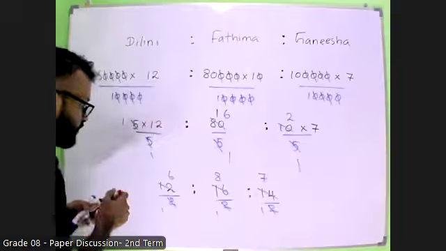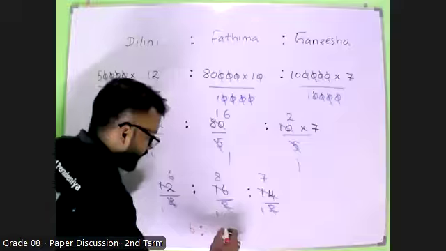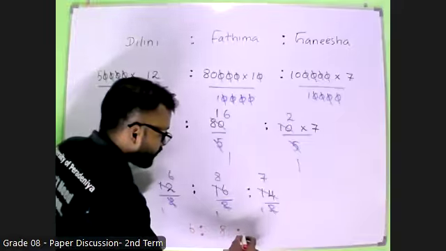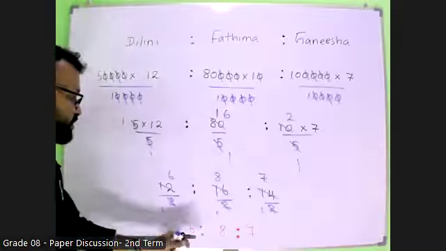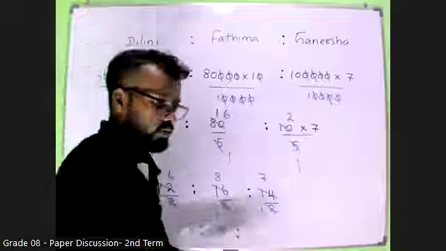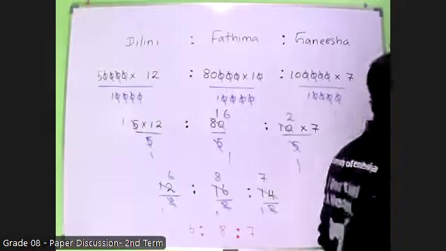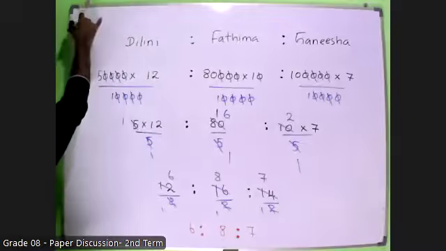So my final answer will be 6 to 8 to 7. Dilini to Fatima to Ganesha, 6 to 8 to 7. So this will be the final answer. I will write it at the end because I will be needing that.